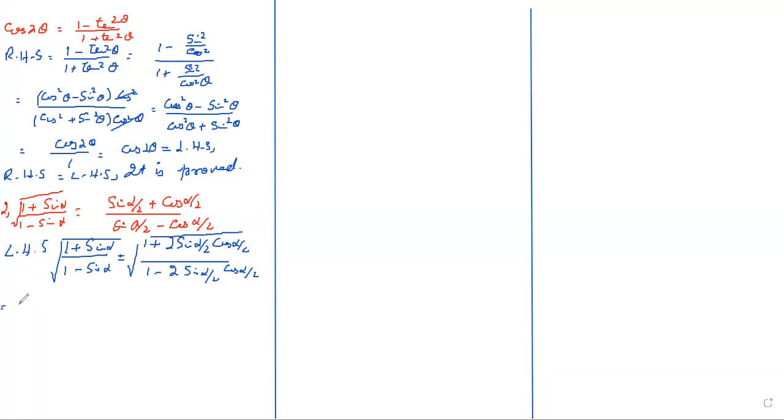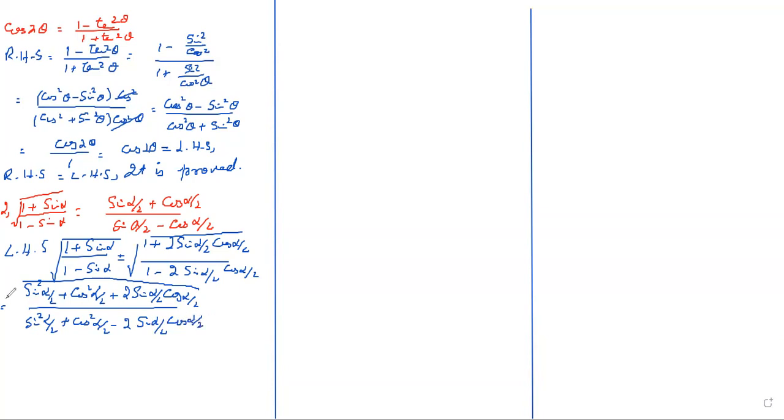So the 1 may be written as sine square alpha by 2 plus cosine square alpha by 2, plus 2 sine alpha by 2 cosine alpha by 2. This is within the square root, divided by sine square alpha by 2 plus cosine square alpha by 2 minus 2 times sine alpha by 2 cosine alpha by 2. And this is the square root.